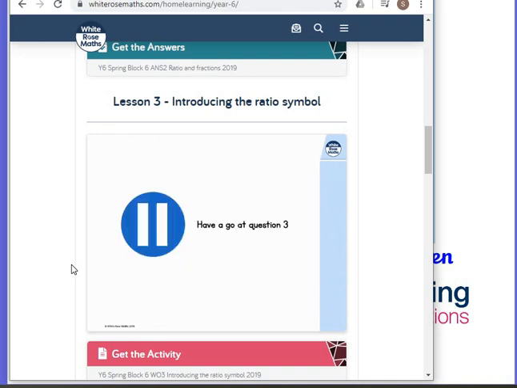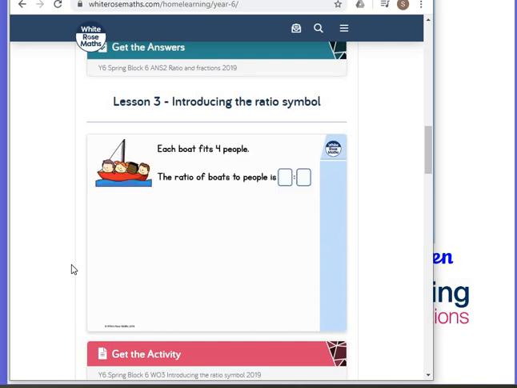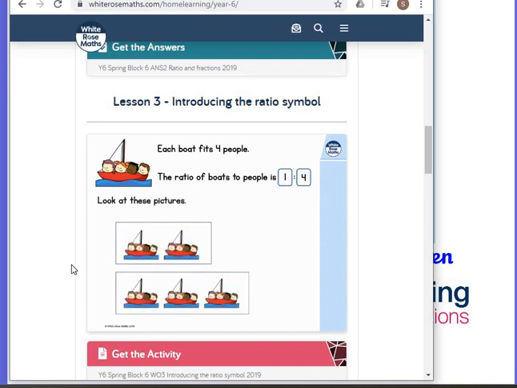Pause the video and have a go at question 3. Let's look at this next representation. I can see a boat fits 4 people. So the ratio of boats to people would be for every 1 boat, there could fit 4 people. What happens if I had more boats and more people? Is it still true for each of these representations that for every boat, there are 4 people?